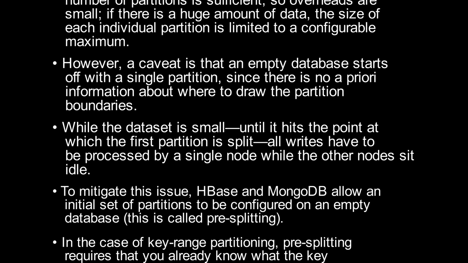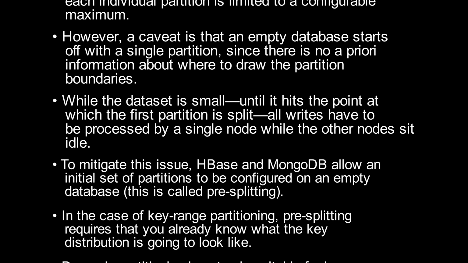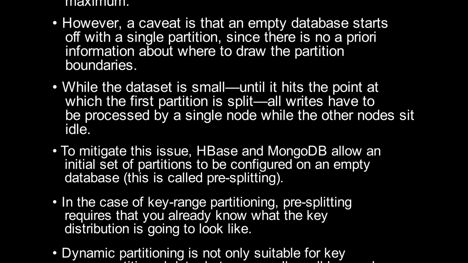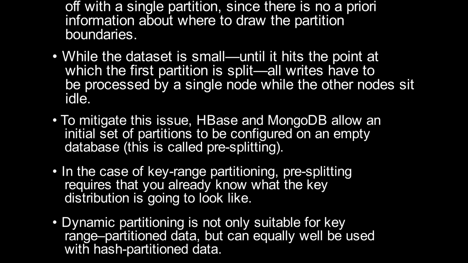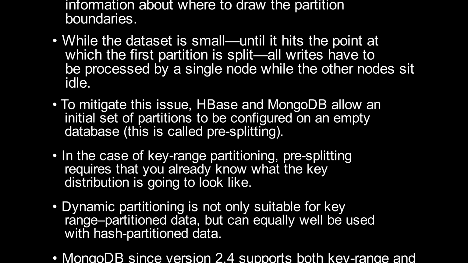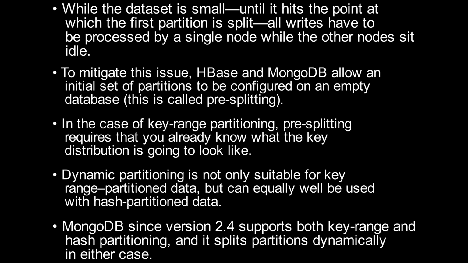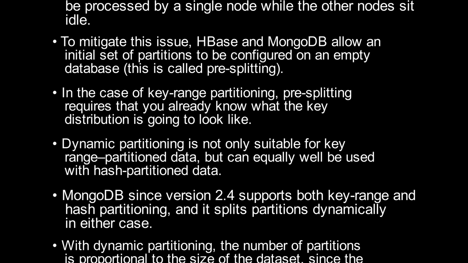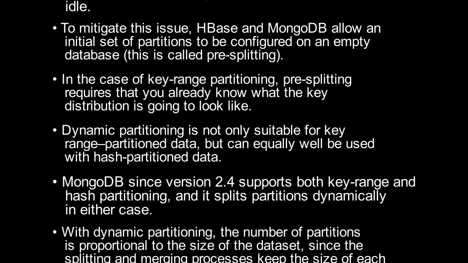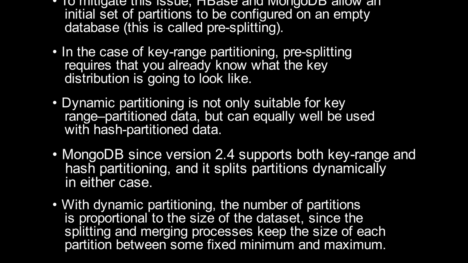To mitigate this issue, HBase and MongoDB allow an initial set of partitions to be configured on an empty database. This is called pre-splitting. In the case of key-range partitioning, pre-splitting requires that you already know what the key distribution is going to look like. Dynamic partitioning is not only suitable for key-range partitioned data, but can equally well be used with hash-partitioned data. MongoDB since version 2.4 supports both key-range and hash partitioning, and it splits partitions dynamically in either case.